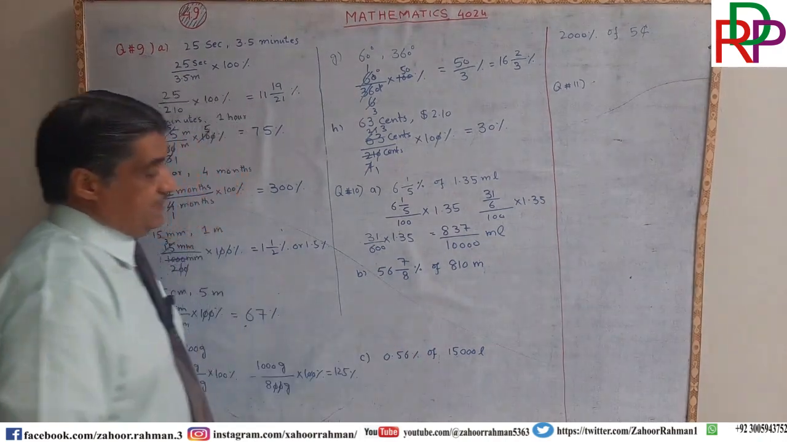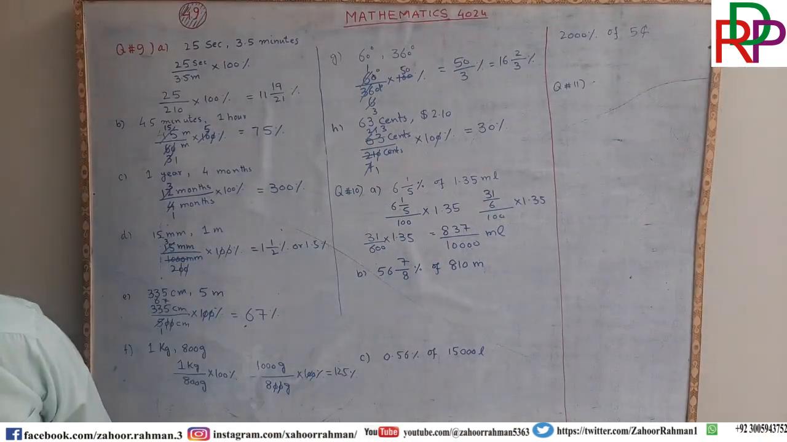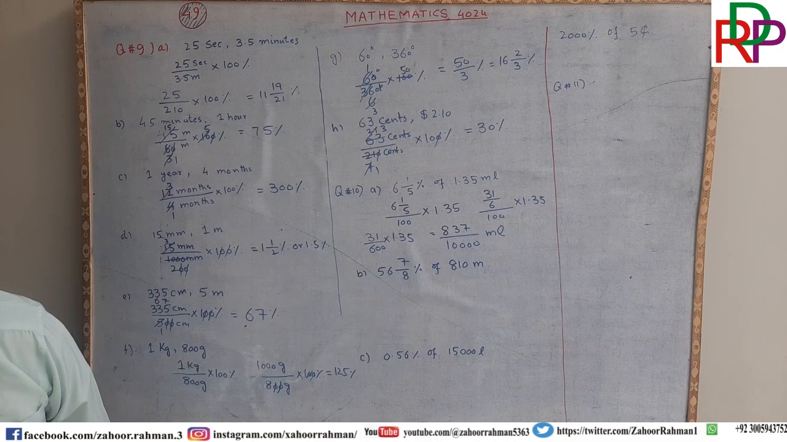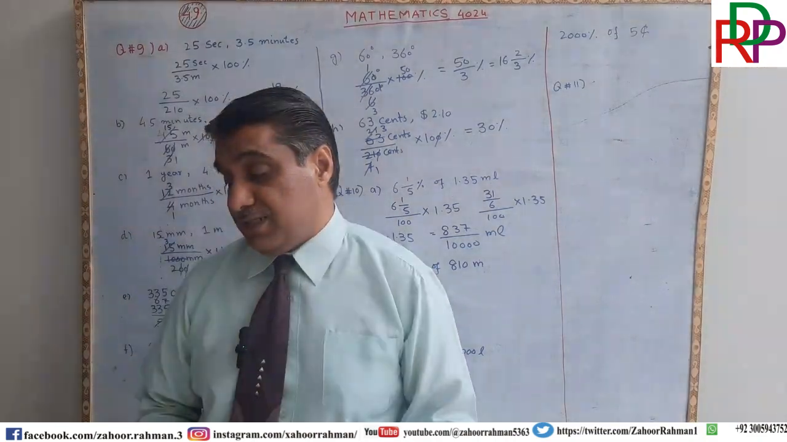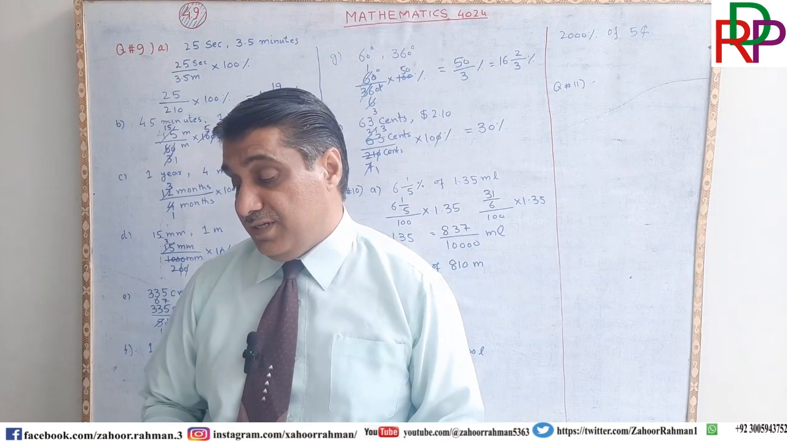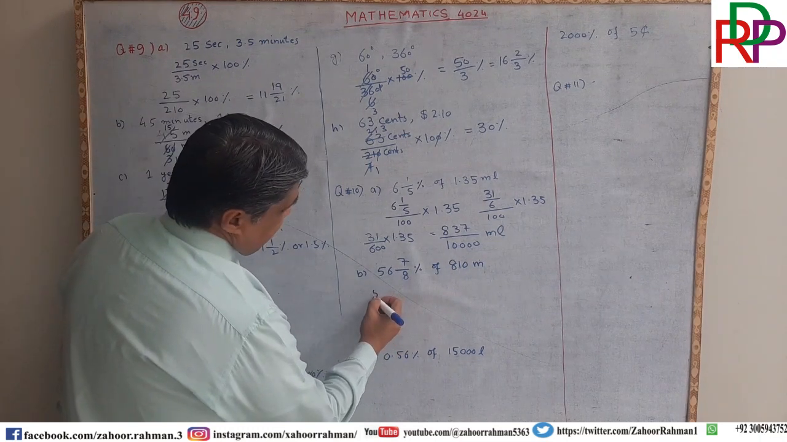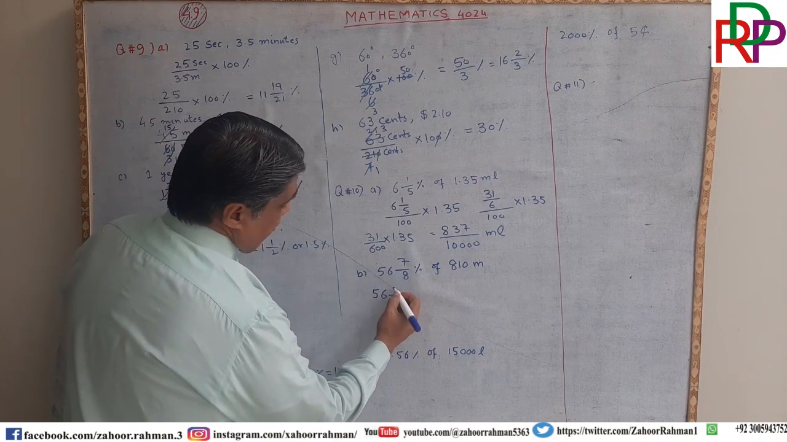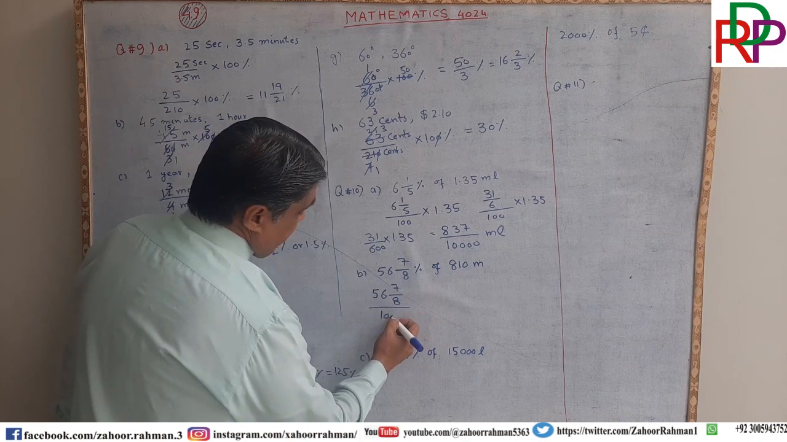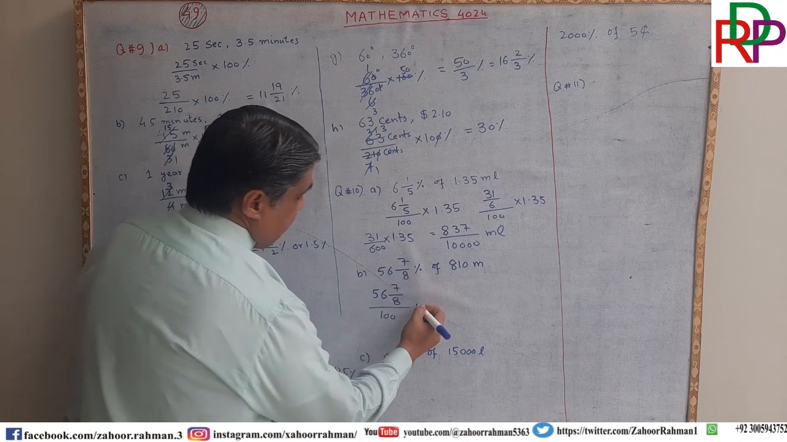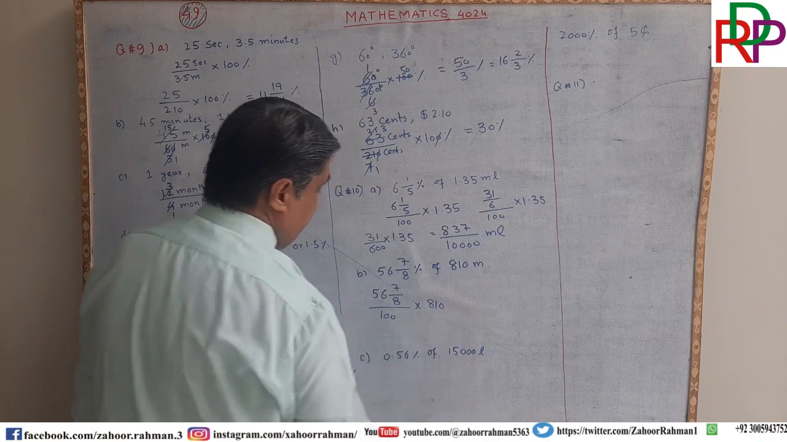Okay, the B part is saying 56 whole 7 over 8% of 810 meters. So again we will do the same thing: 56 whole 7 over 8 divided by 100 due to this percent, and "of" means multiplication, and 810.